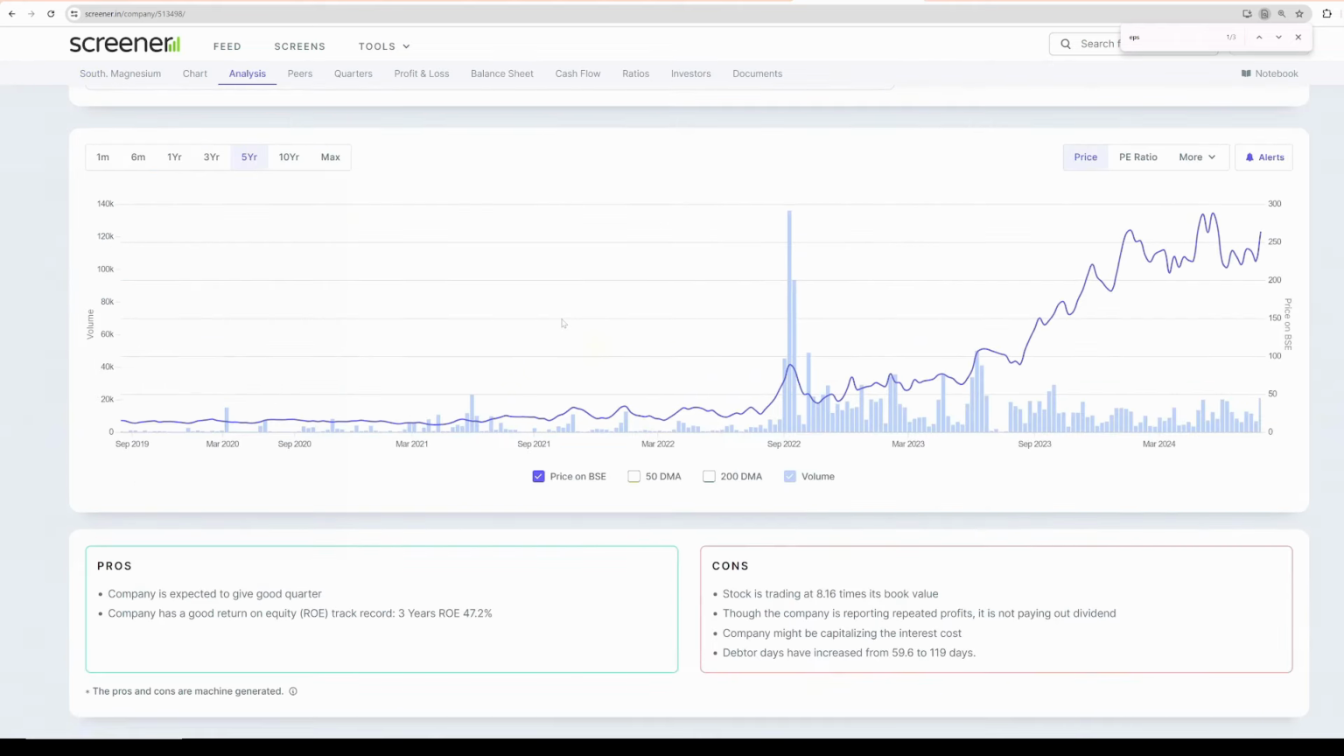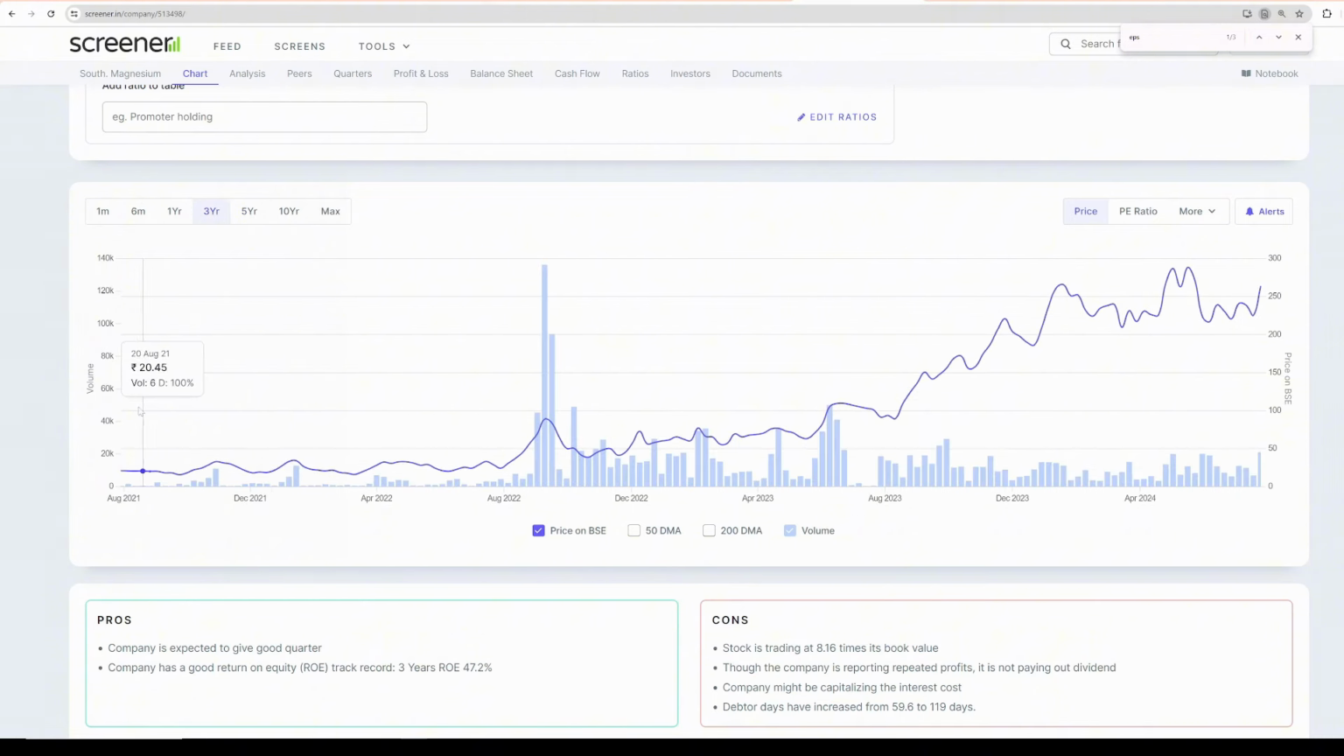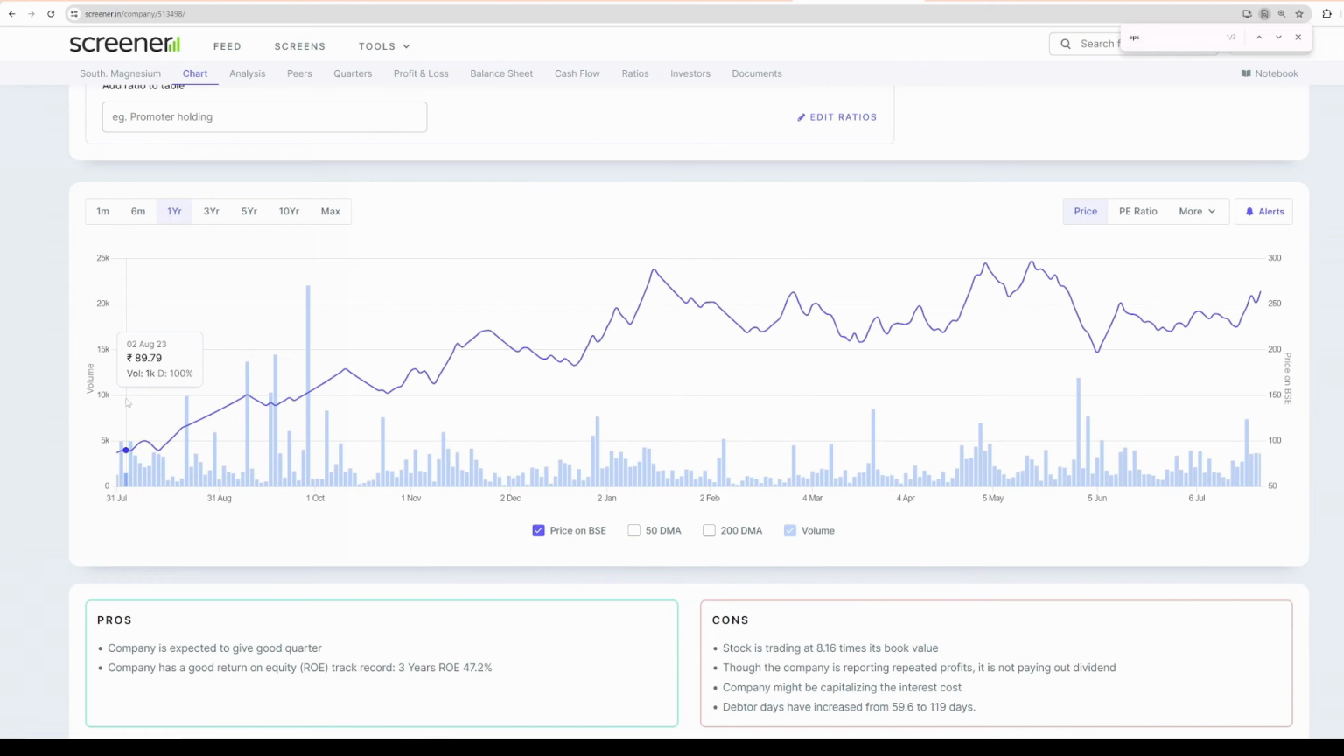The other reason why I took this company, just in case you missed the previous video, look at this. In the last 5 years, the stock price has gone from 15 to 260 rupees now. That is 14 to 15 times return. In the last 3 years, it has gone from 20 to 250, 12 times. In the last 1 year, the stock has gone from 90 to 270, 3 times.